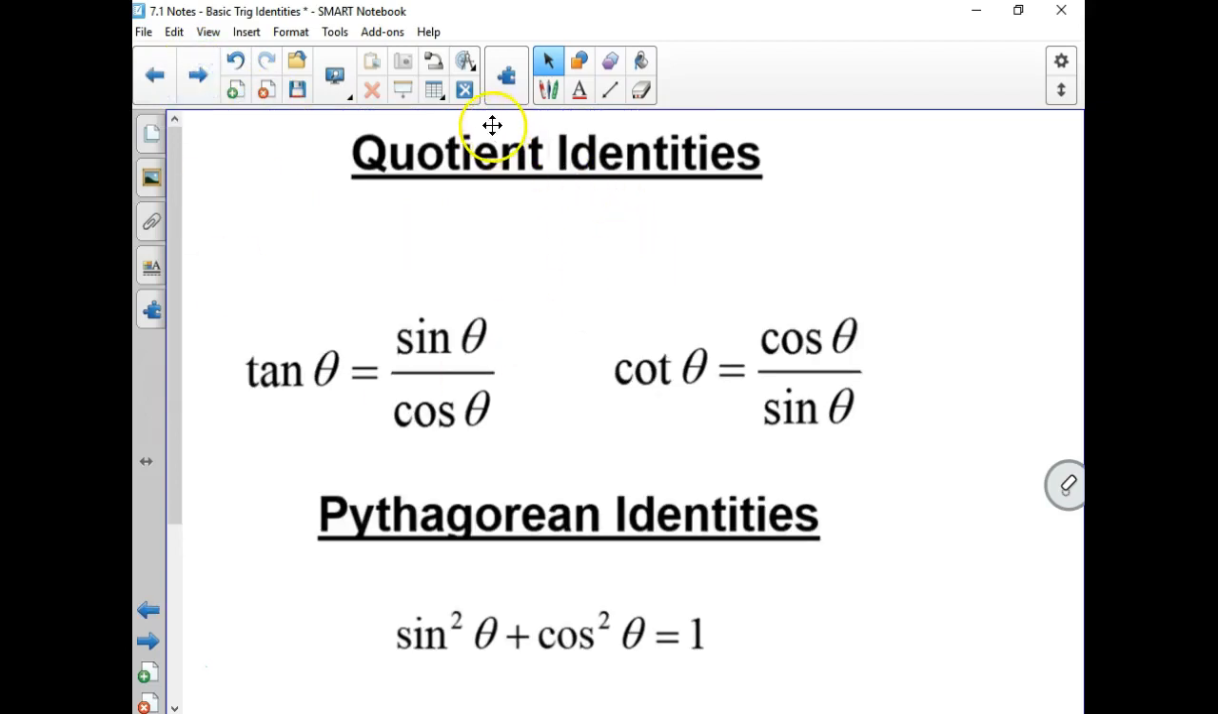The next set of identities are called our quotient identities. You have also seen these before. So tangent of theta equals sine over cosine, and cotangent equals cosine over sine. So we should be familiar with those.